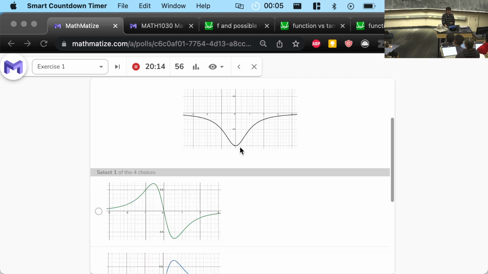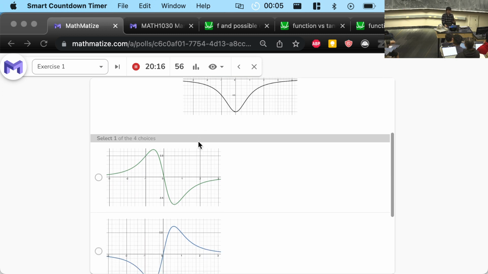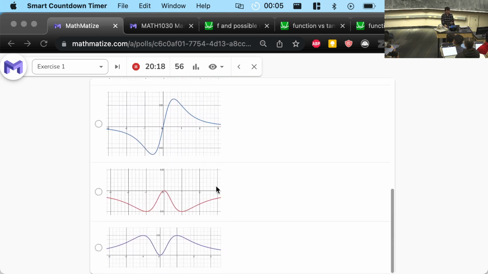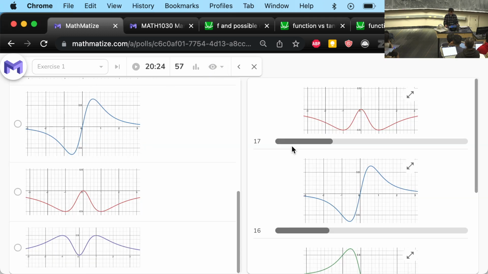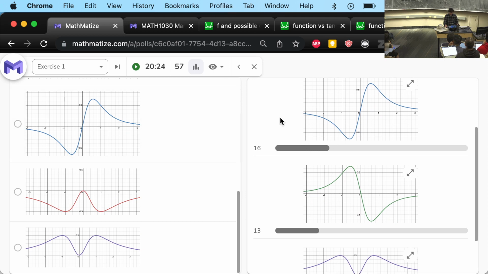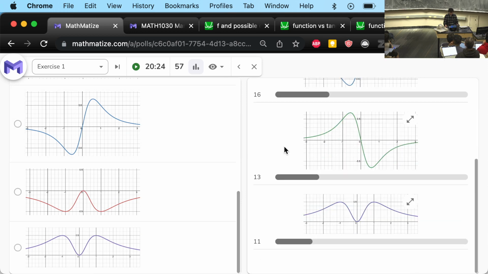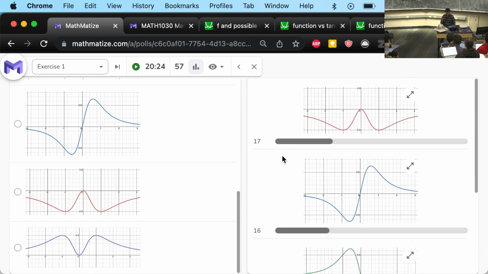But okay, let's see what you guys think. So what does the derivative look like? Does it look like this green function, this blue function, this red function, or this purple function? Those are your 4 options. And people chose which one? I guess we're going to find out. Okay, so 57 people answered. We got a 17, 16, 13, 11 split. So pretty split all the way.